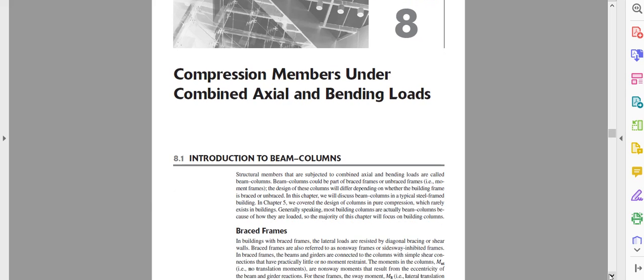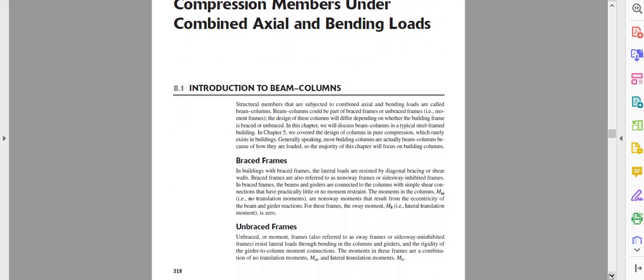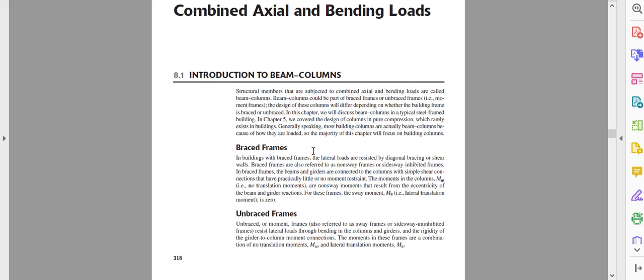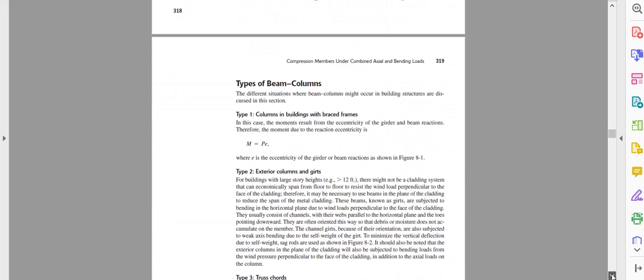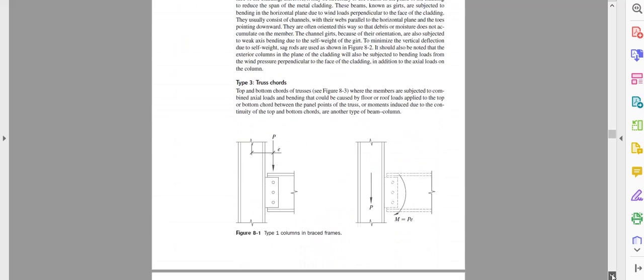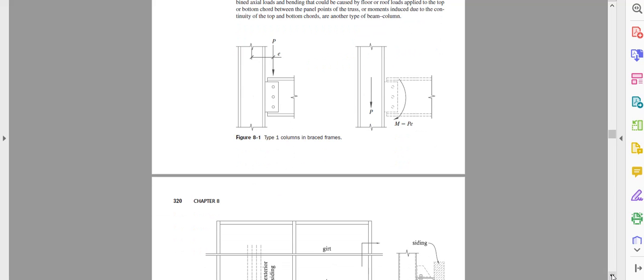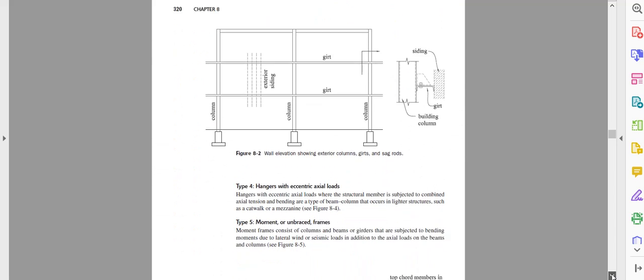Let me revise your book. At the beginning they define what is a braced frame and what is an unbraced frame. We know what a braced frame is: there will be diagonal bracing to resist the lateral load. In an unbraced frame there is no lateral bracing, but all the joints are rigid. That is called an unbraced frame or moment frame. If I go even further, you can read everything; I am just skipping this to save some time.